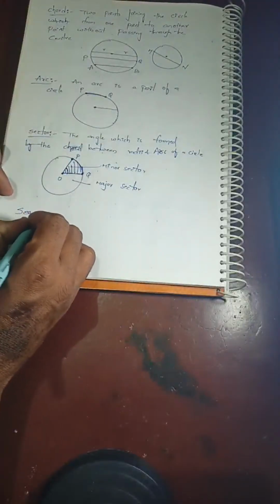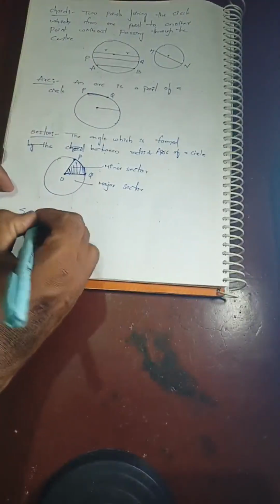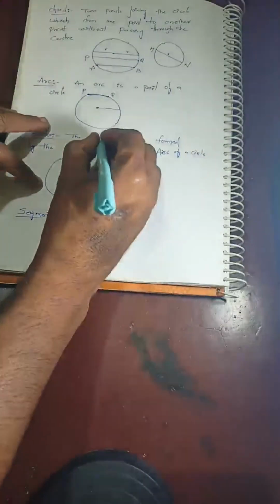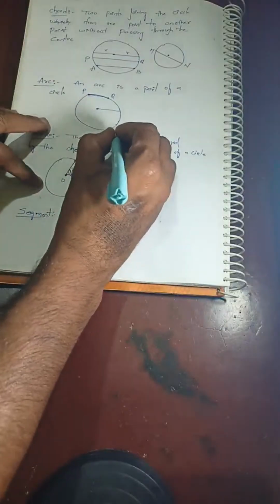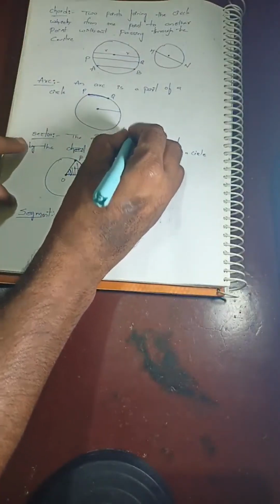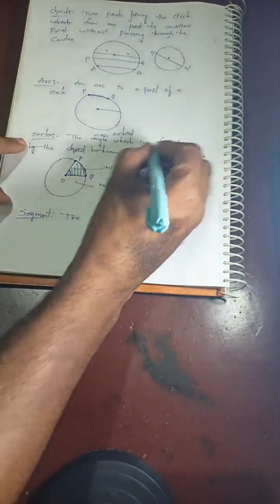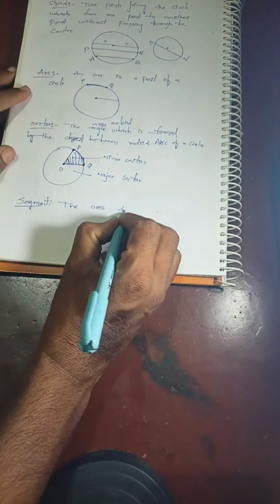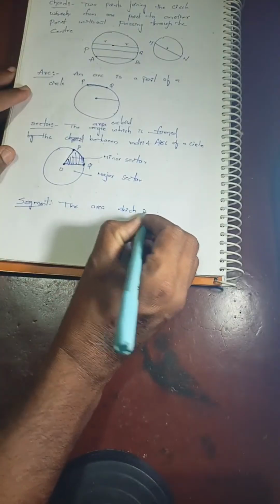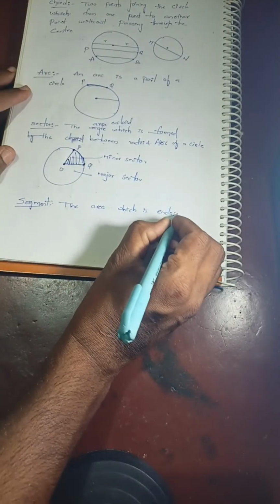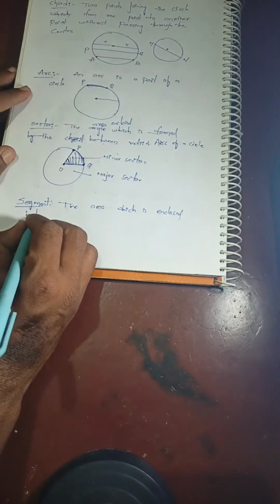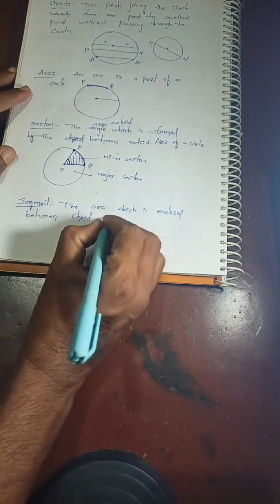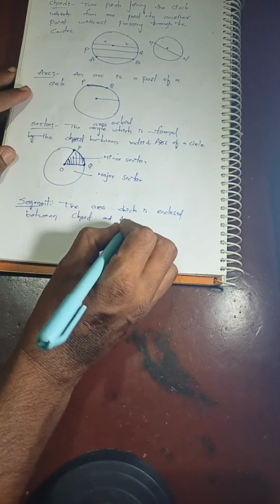Next one is segment. Segment is also same. The area, so not the angle, the area enclosed between the radii and arc of a circle is called sector. The area which is enclosed between chord and arc, chord and arc is called as segment.